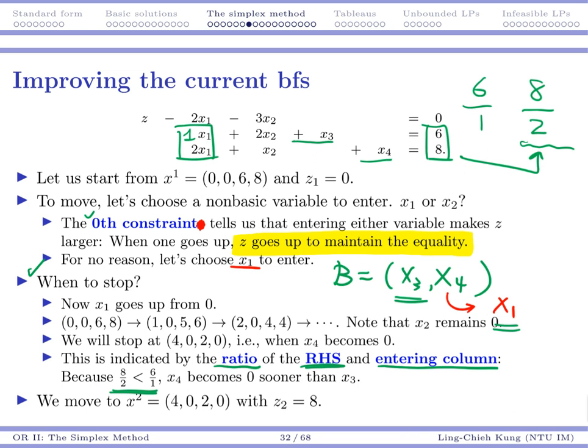We may resolve the whole system. Or if you keep an eye on what we are doing, we know we would stop at 4, 0, 2, 0. That's our x2, and now our z value would be increased to 8. That's indeed an improvement. So pretty much that's the idea of the simplex method. We take a look at the zeroth row to see which non-basic variable should enter. And we do a ratio test between the right-hand side column and the entering column to see which basic variable would hit 0 first. And then we are able to change to our new basis, and then we may do it again and again.